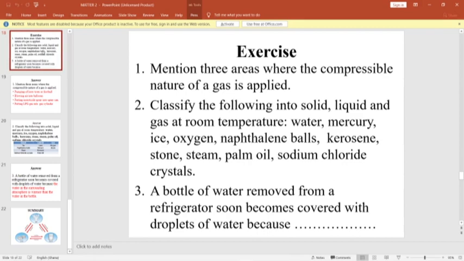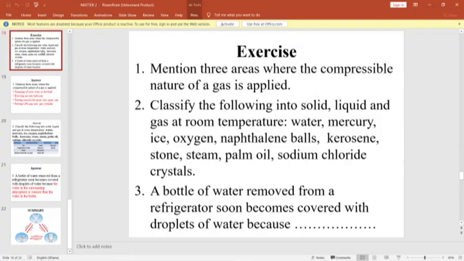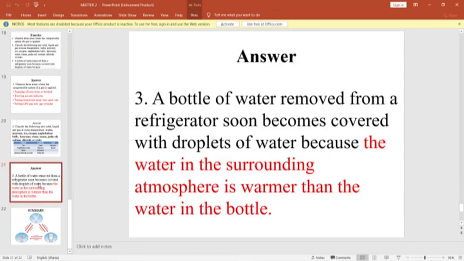Let's look at our last question. It says, a bottle of water removed from a refrigerator soon becomes covered with droplets of water because the water in the surrounding atmosphere is warmer than the water in the bottle. So this is what brings about the droplets of water on the surface of a bottle after it comes out of the refrigerator after some few minutes.